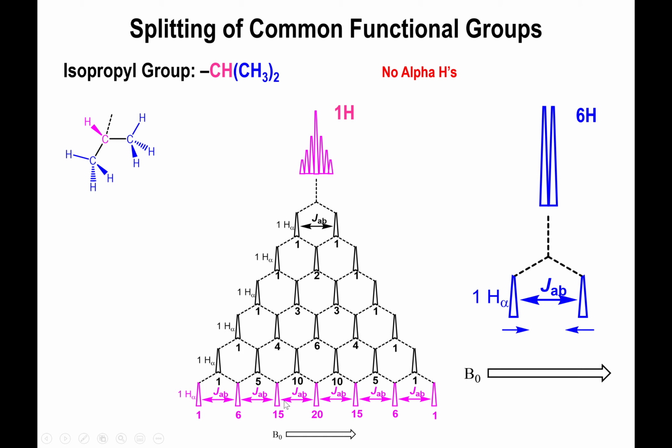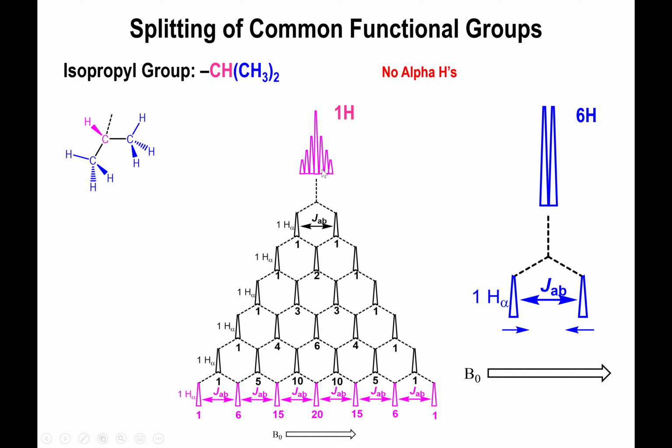So when you get to the very bottom, after you do the splitting a total of 6 times, you end up with 1 plus 4 is 5, 4 plus 6 is 10, right? So you end up with a 1 to 6 to 15 to 20 to 15 to 6 to 1 ratio for this peak.